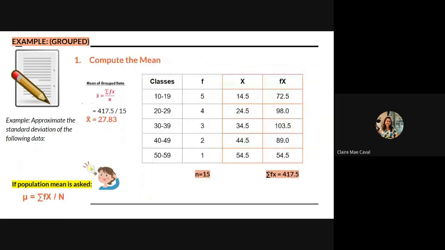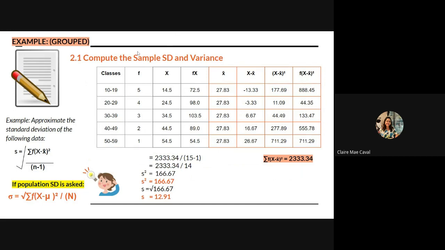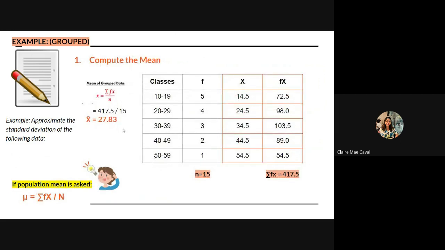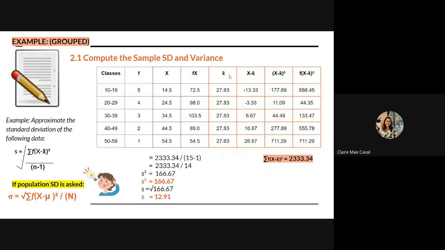Next, second step, we already computed the mean here. Second step, compute the standard deviation and variance. So ito yung set of data na ibinigay. We just have to add another columns to compute the other data. So ito, this is already computed previously. Ito siya, 27.83, I'm sorry. That is your sample mean. And this one here, this is your x.